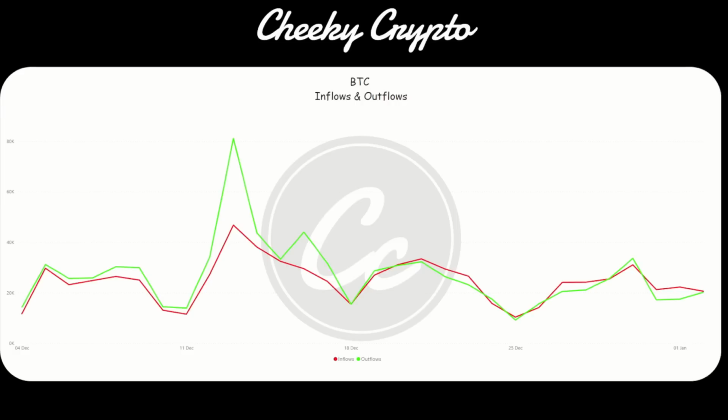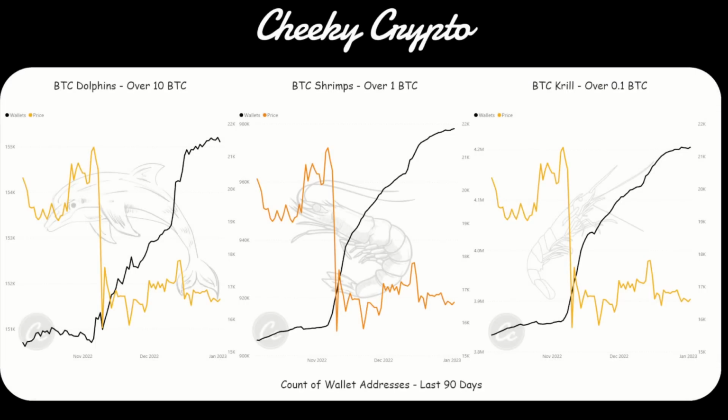Now we can take a look at the wallet counts and we can take a look at who's been buying and who has been selling. At the moment, we can see that it's retail investors that have been coming in here looking to accumulate. We definitely see that from the 0.1 BTC holders and the 1 BTC holders.